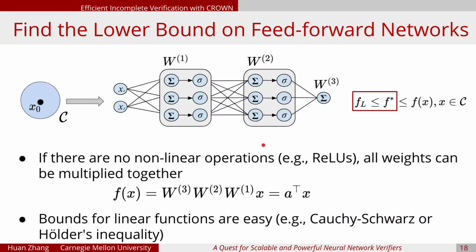Consider if there are no nonlinear functions in the neural network, for example, no ReLU functions. Then all the weights of the network can be multiplied together, and the network becomes a simple linear classifier. In this case, you can easily get lower and upper bounds of the network by using something like the Cauchy-Schwarz inequality, which is pretty easy under the Lp norm perturbation setting.